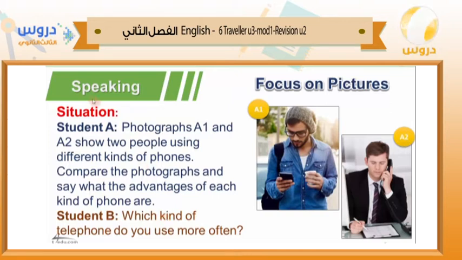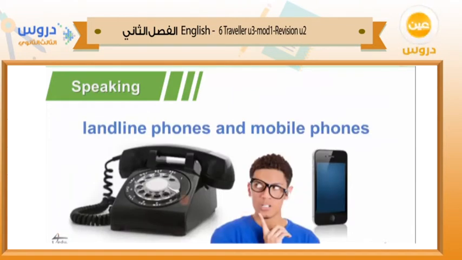So let's take these two photos. Photo A1 shows a young man on the street with a backpack on his shoulder talking on his cell phone, and the other guy seems like he's at a job and he's talking and using a landline. Most of the time a cell phone is a personal thing, and landlines are still used in the job, or in any company. So for the situation, if you choose to be student A, photographs A1 and A2 show two people using different kinds of phones. Compare the photographs, and say what the advantages of each kind of phone are. Student B will ask a question: which kind of telephone do you use more often? Your landline phones and mobile phones.